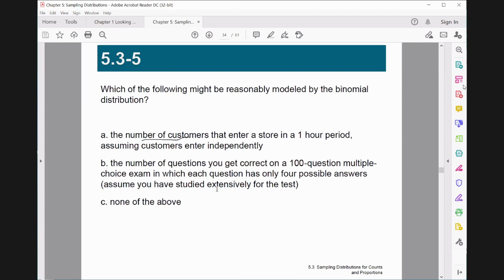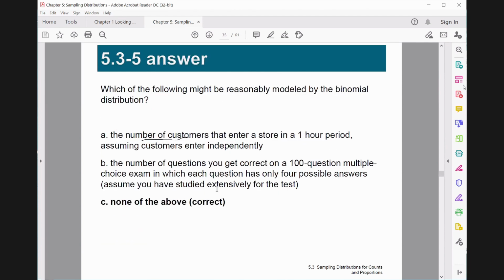Because for the first one there is no number of trials, and for the second the probability is not random. We know the number of trials, which is 100, but you won't give answers randomly because you studied enough. Then we can answer correctly without any problem. That's why maybe the correct answer is C.